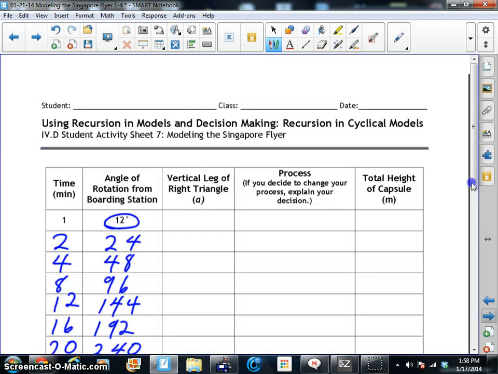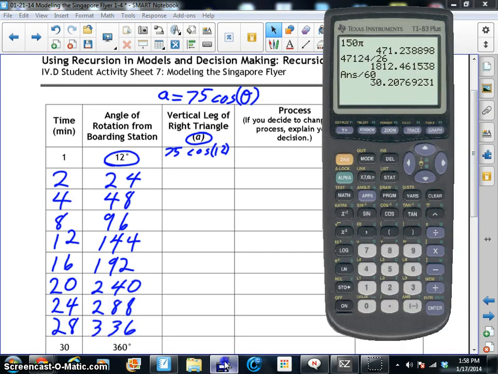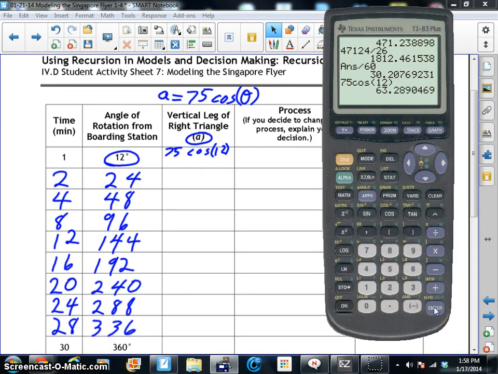Now, I'm going to bring that down here. I'm going to write that right here. So we're looking for a. A is equal to, whoops, made a mistake, 75 cosine theta. Now we're just going to go ahead and plug that in right here. So 75 times the cosine of 12 degrees. So let's see, 75 cosine 12 degrees, and that gives me 63.28.